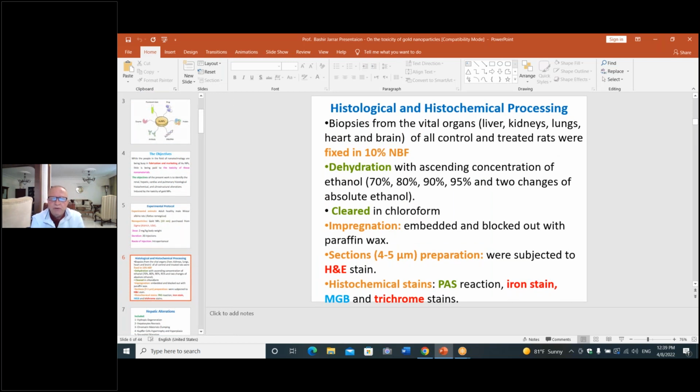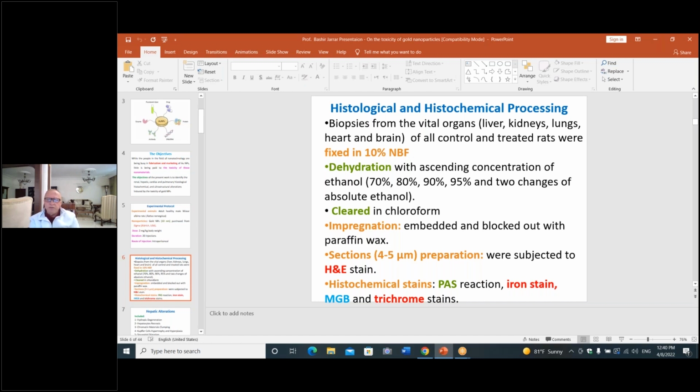However, the technique I used is the surgical one. After injections, after the animals were exposed to gold nanoparticles, I took biopsies, small parts of the tissues from the vital organs under study: the liver, kidneys, lung, heart, and brain. These small biopsies are small tissue blocks.